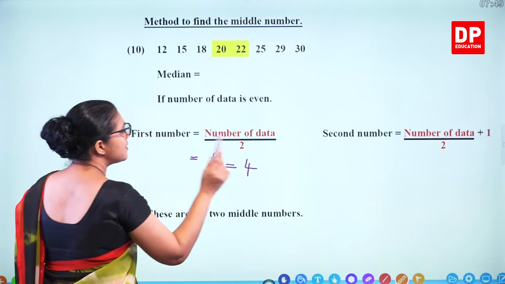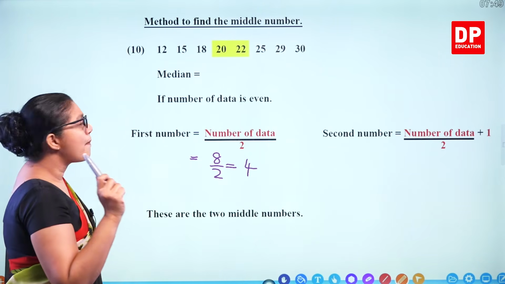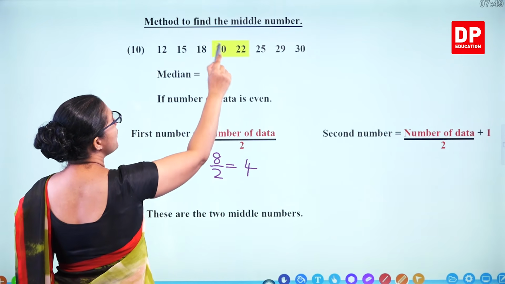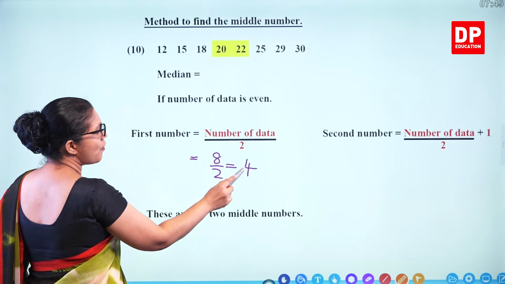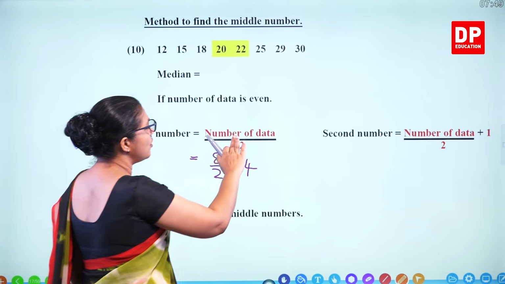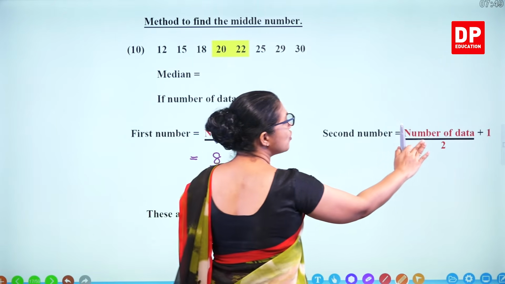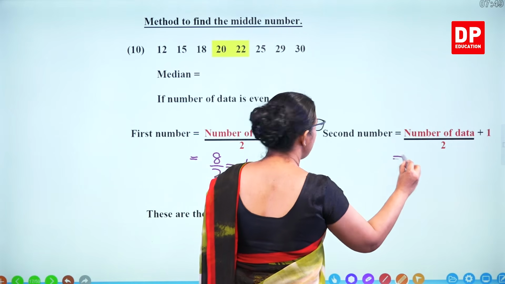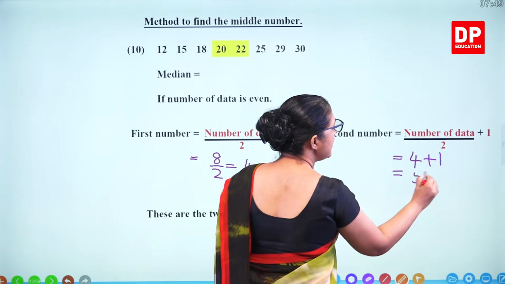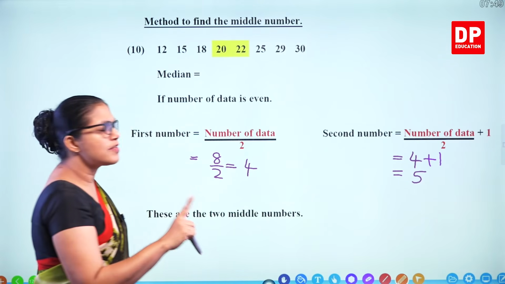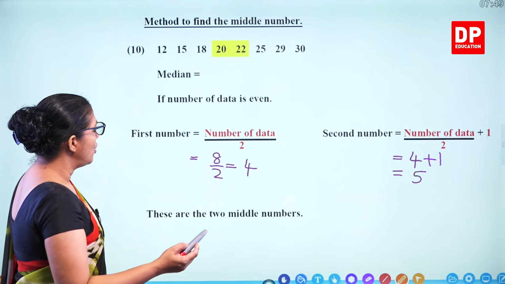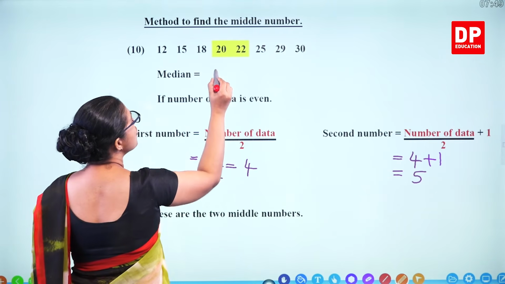That's 4. That's the first middle number. 1, 2, 3, 4. That's the fourth number. So, you get it from here. Then, how do you take the next number? Number of data divided by 2 plus 1. So, that means 4 plus 1. Fifth one is the next number. So, those are the two middle numbers. Then what you do? You can take the average.